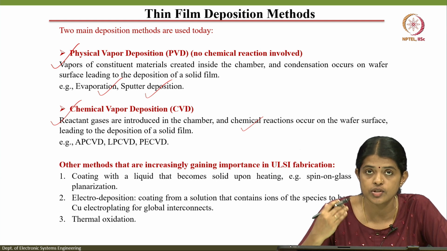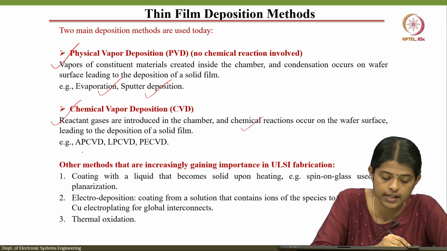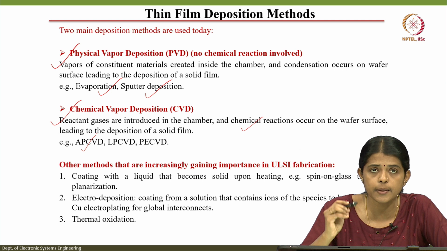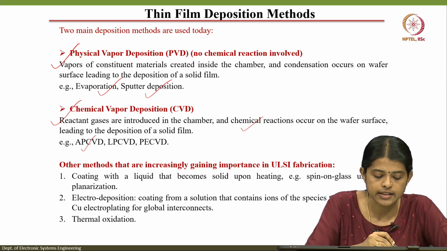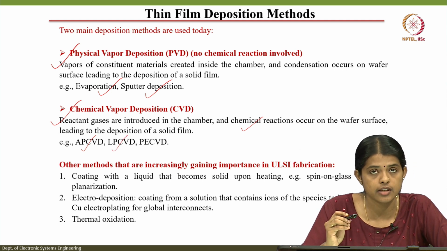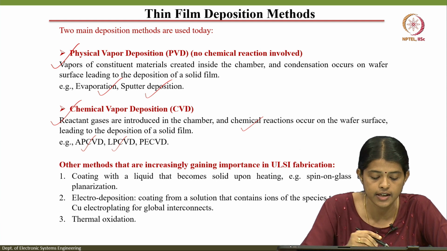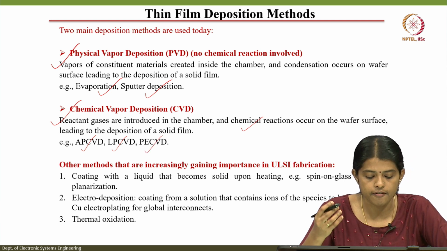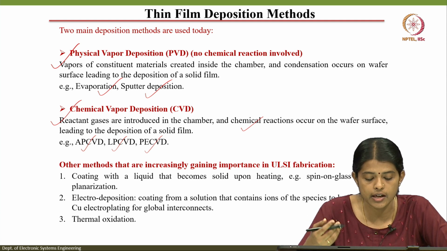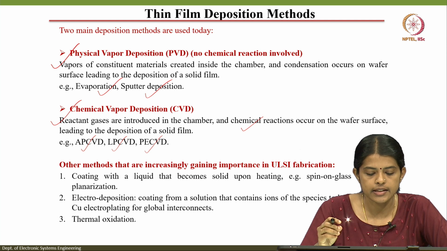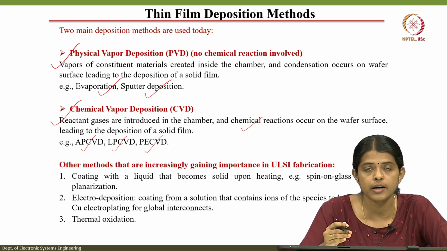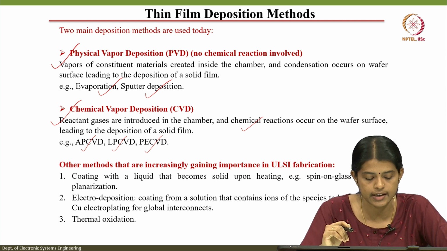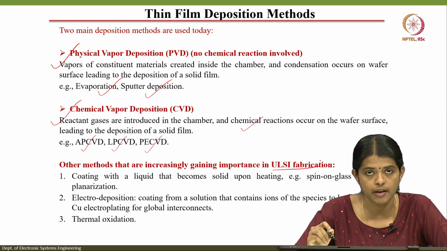So again, the chemical vapor deposition technique is classified into different types based upon various conditions maintained inside that chamber where the CVD reactions happen, like APCVD, which stands for atmospheric pressure chemical vapor deposition. Then we have low pressure CVD, that is LPCVD, and then we have plasma enhanced chemical vapor deposition, where instead of thermal energy, plasma is used to initiate a particular reaction to happen in the chamber. Then other than these mentioned physical vapor deposition and chemical vapor deposition techniques, there are various other methods that are gaining importance in ULSI fabrication.